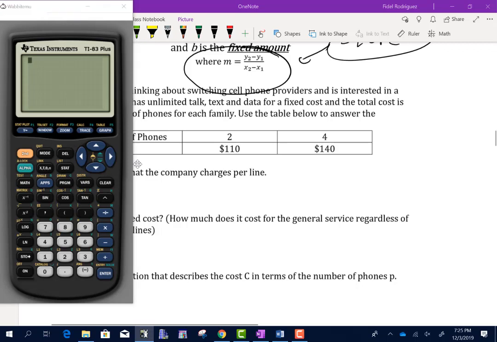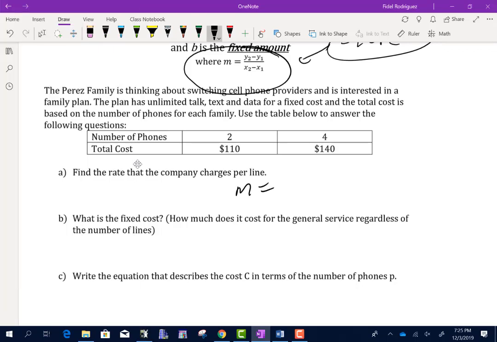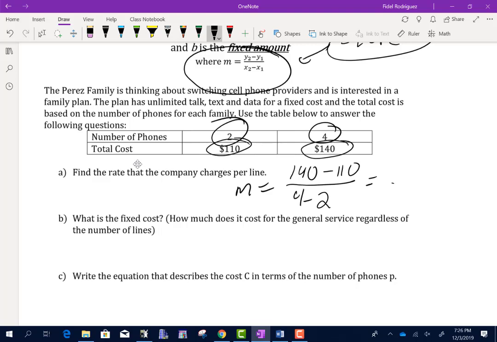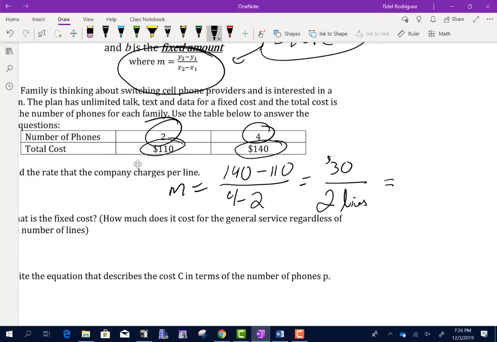let's do the slope. Let's do the m. Guys, if I'm paying 140 for 4 phones and I'm paying 110 for 2 phones, what's the difference between those two? Meaning, I'm going to subtract those numbers again. And then I'm going to subtract the number of phones, so I'm going to go 4 minus 2. So what's 140 minus 110? $30. 4 minus 2 is 2. So 2 lines, 2 phones, whatever you want to call it. So guys, what are they charging me per phone? Yeah, $15 per phone. Does that make sense?